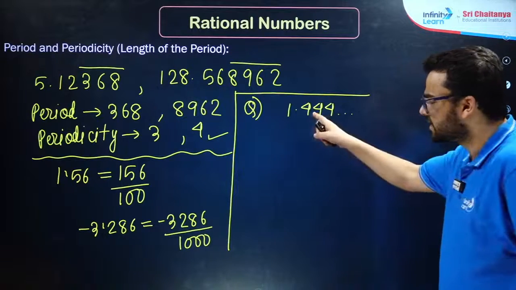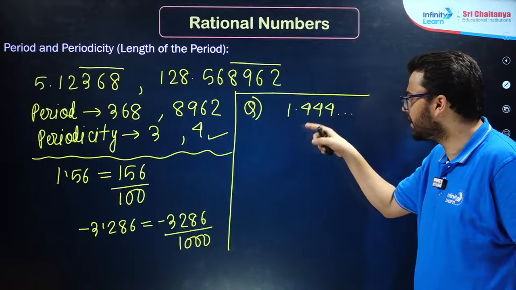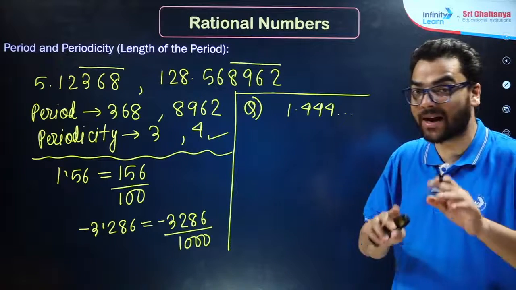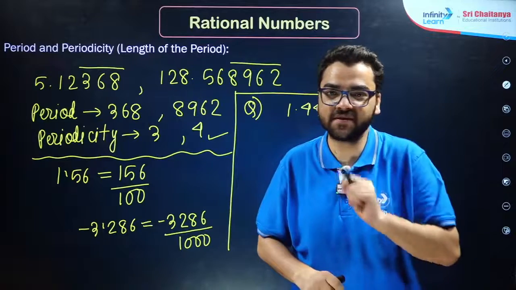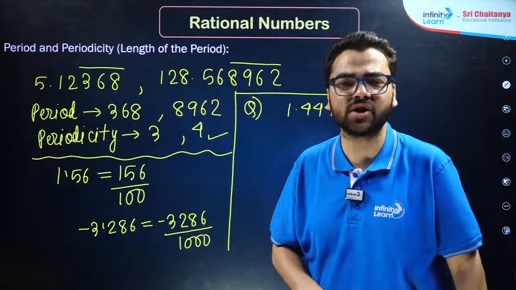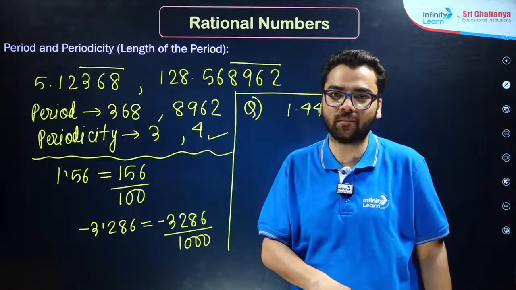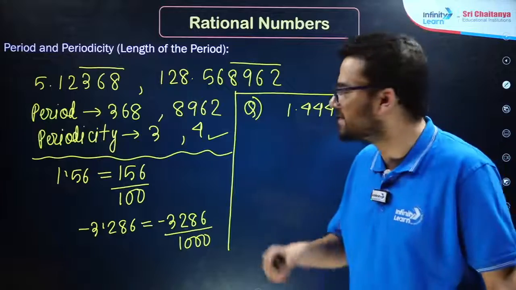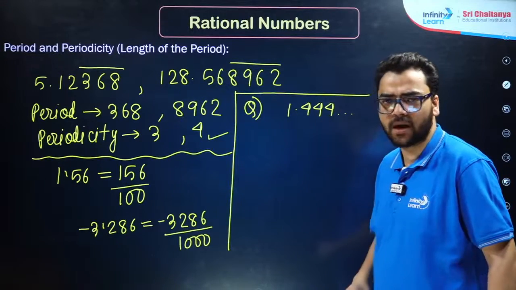You see, this is not terminating, but it is repeating. It's a non-terminating recurring decimal representation. So that is also a rational number, as we have seen in the previous slide. Non-terminating recurring decimal representation is also a rational number. So if it is a rational number, you must be able to convert this as well in the form of P by Q. Am I right?